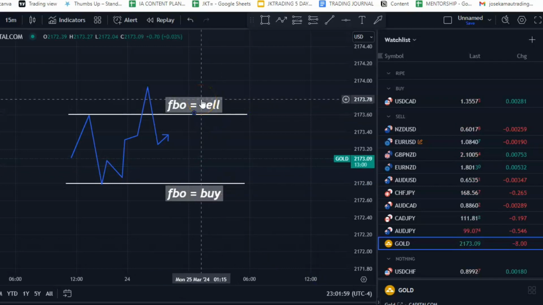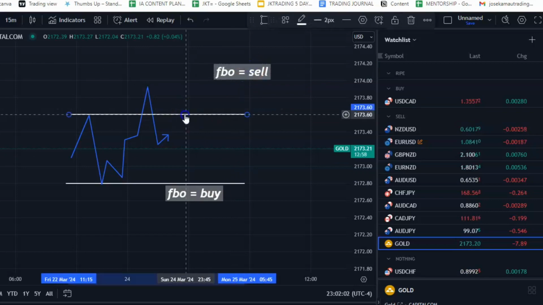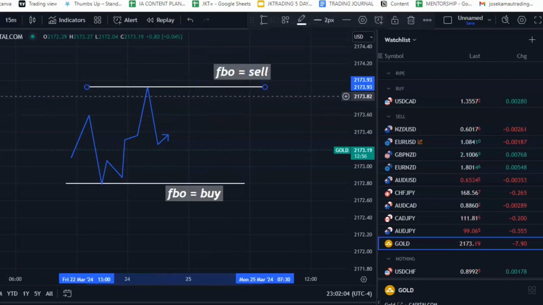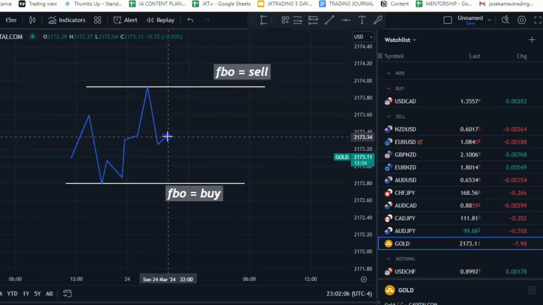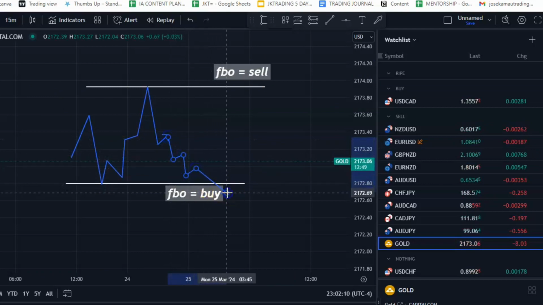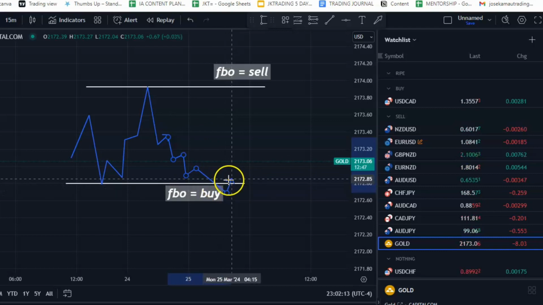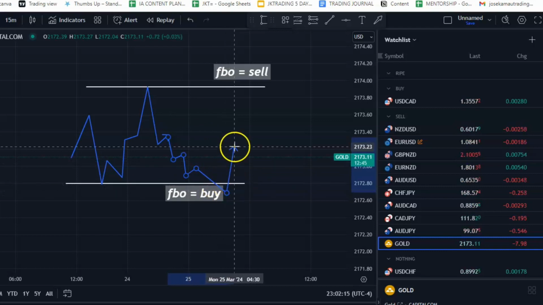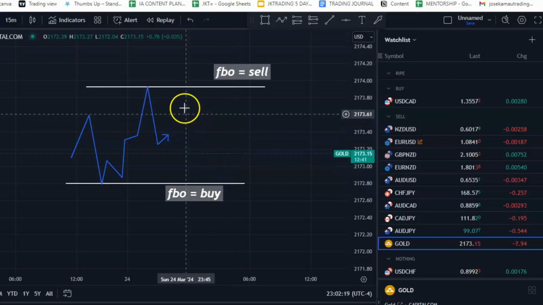Another thing, when we are selling at the high, our target is the low of the week. So when we are selling and we come back to the low of the week, then this changes everything and now we are looking to buy. So keep that in mind.